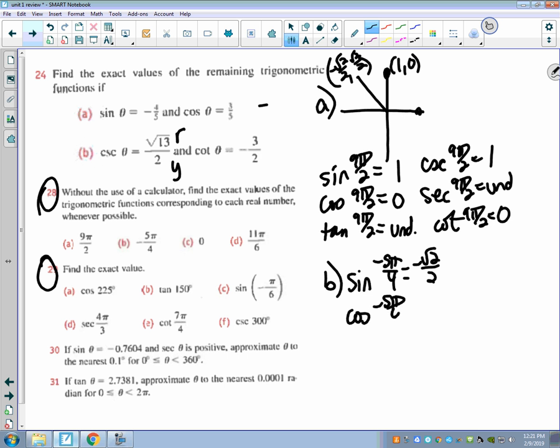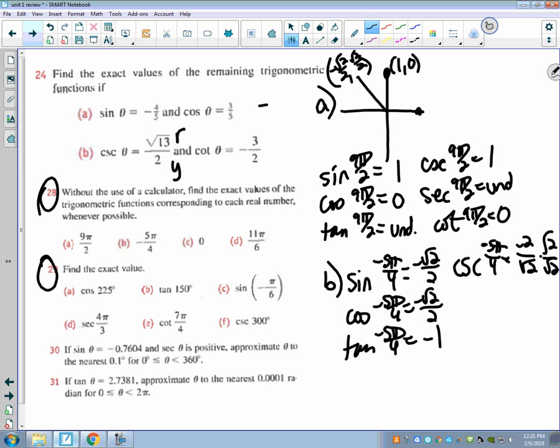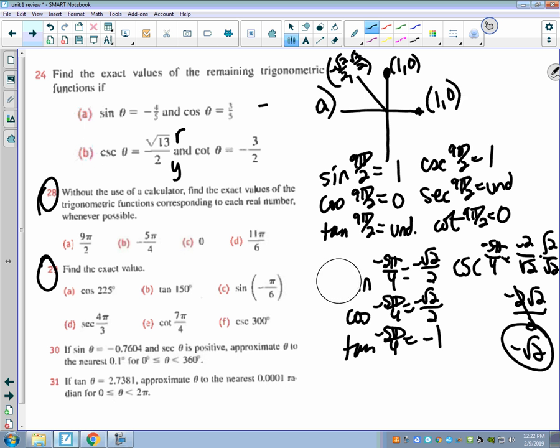But the sine of negative 5 pi fourths is going to be negative square root of 2 over 2. The cosine of negative 5 pi fourths is negative square root of 2 over 2. And the tangent of negative 5 pi fourths is negative 1. I will remind you that when you do the reciprocal, the cosecant of negative 5 pi fourths, if you just flip it over, I want you to rationalize that, because you would get negative 2 square root of 2 over 2, or negative square root of 2 is what you should have there.